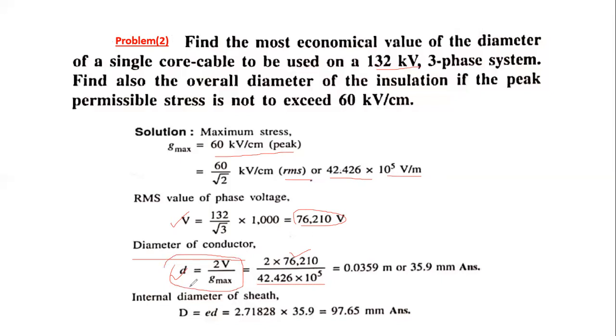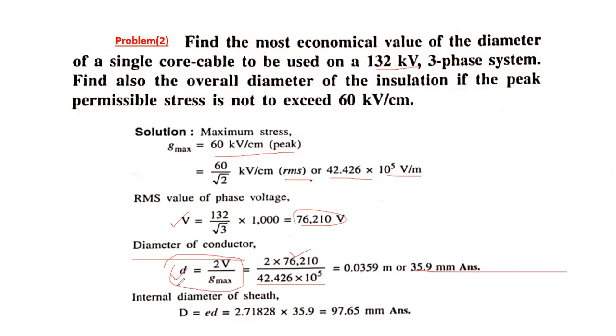Therefore d is equal to 2V by G max, that is equal to 2 into V, which is 76,210, by G max, which is 42.426 into 10 power 5. Then we obtain 0.0359 meters or 35.9 mm.